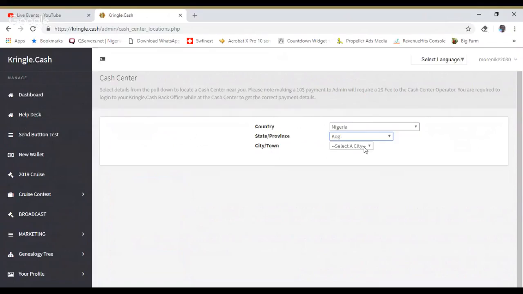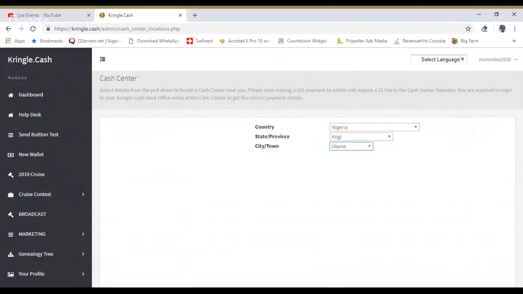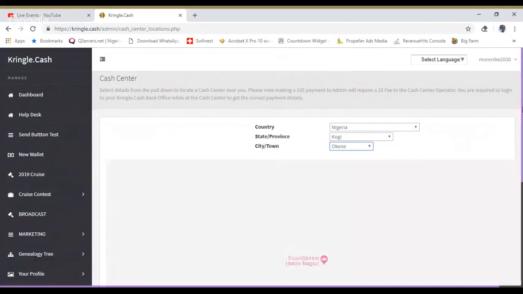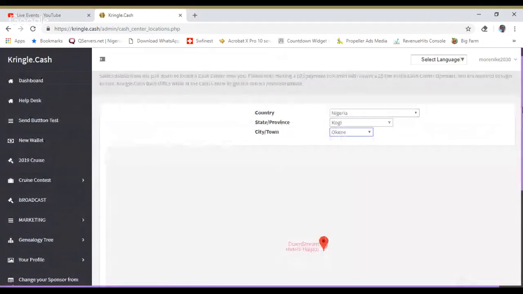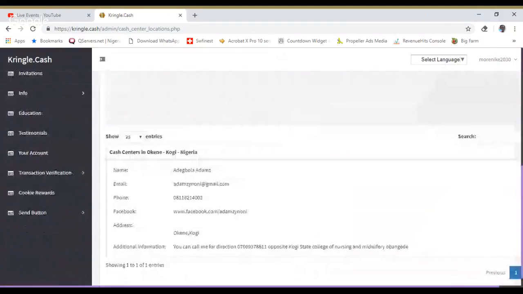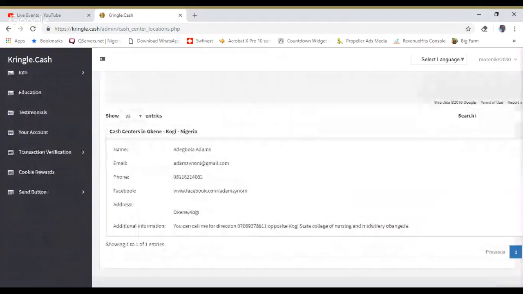When you click here, you see the various towns that have registered. We have Ayingba, we have Lokoja, and we have Okene. My own cash center is located at Okene. You click here. When you click Okene, you wait for it to load. At the end of the day, you go down. As you can see, the only cash center located in Okene, Kogi State, Nigeria.